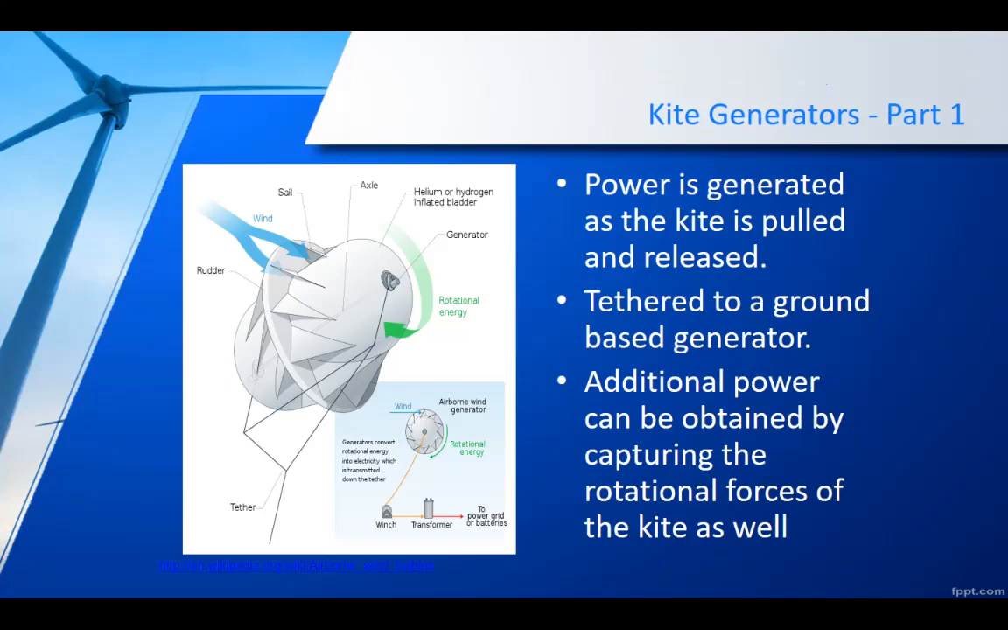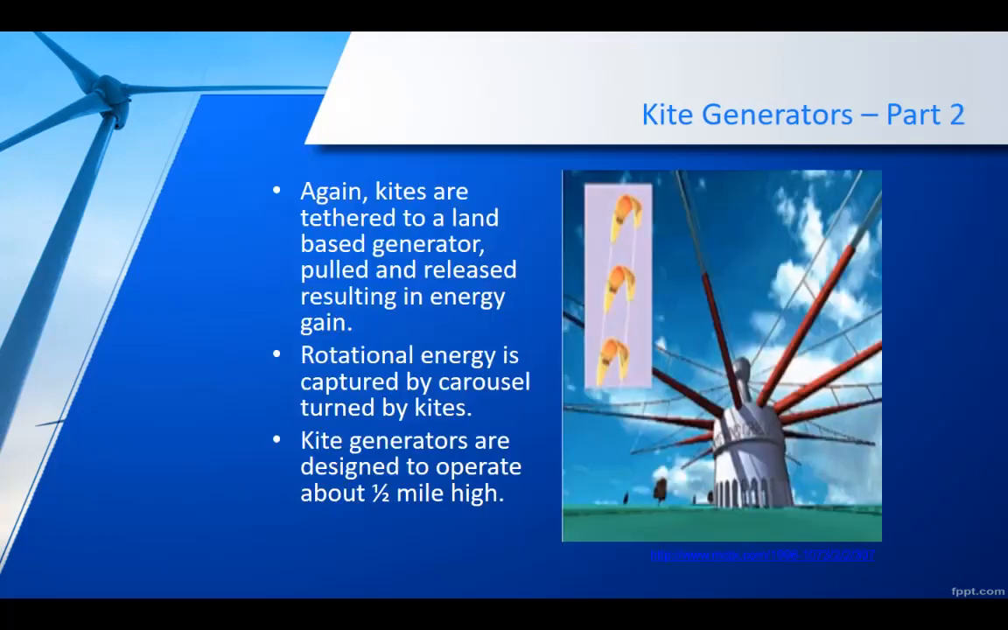Power is generated as the kite is pulled and released, just like you would with a kite. And this also has to be tethered to the ground-based generator. Additional power can be obtained by capturing the rotational forces of the kite as well, if you put a little turbine system up there on top of the kite. And then the other one is a tethered to the land kite as well. Rotational energy is captured by a carousel of what looks to be kites, and they are designed to operate at about half a mile up in the atmosphere. So there's a lot of potential here when we take a look at this, and I hope you will think about the potential of wind as we move forward.